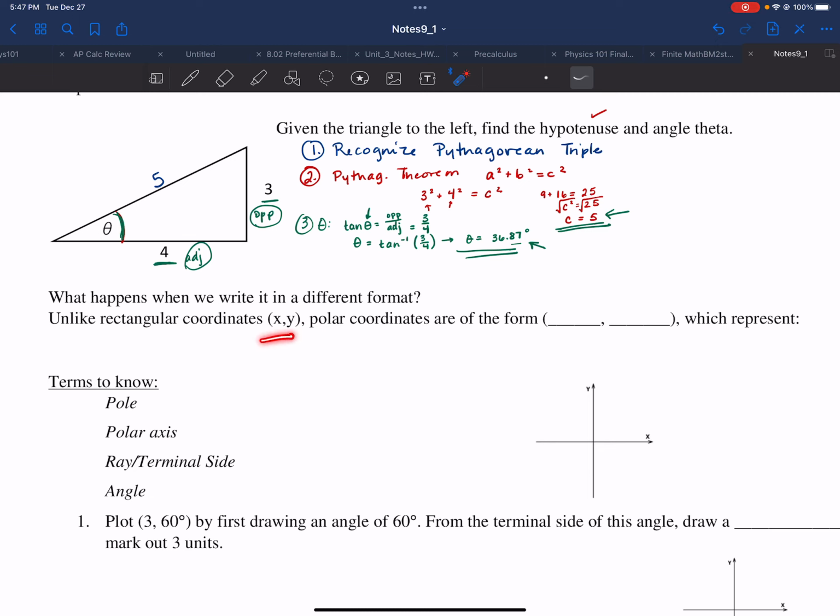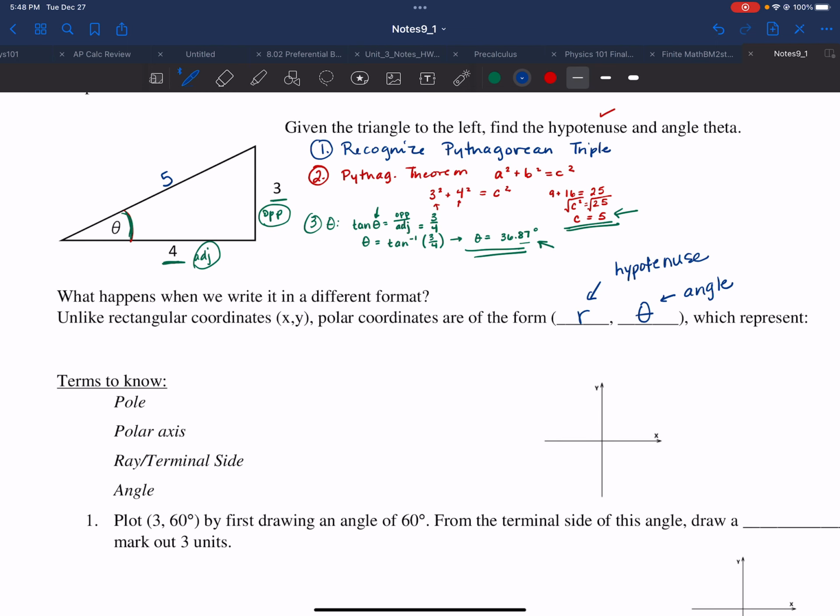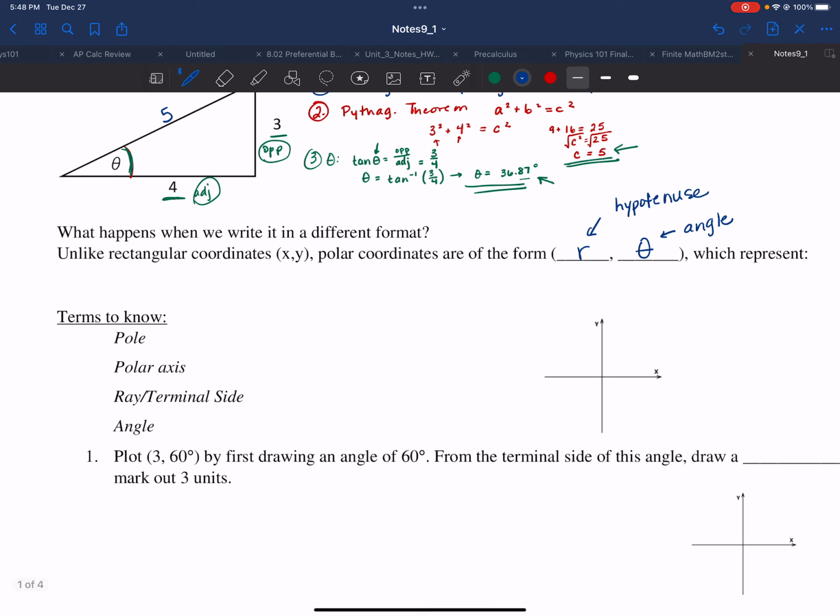So my rectangular coordinates, x y, my polar coordinates are going to be of the form r theta, where r is going to be the hypotenuse of the triangle that we just did, and theta is going to be the angle. And it's that angle with respect to the positive x-axis, okay? So unlike rectangular coordinates, polar are of the form r and angle theta.